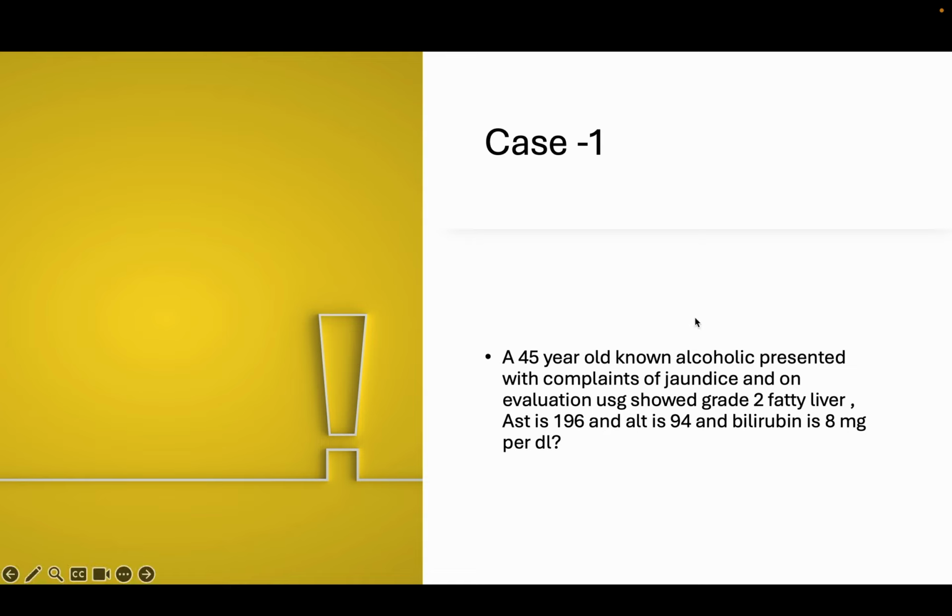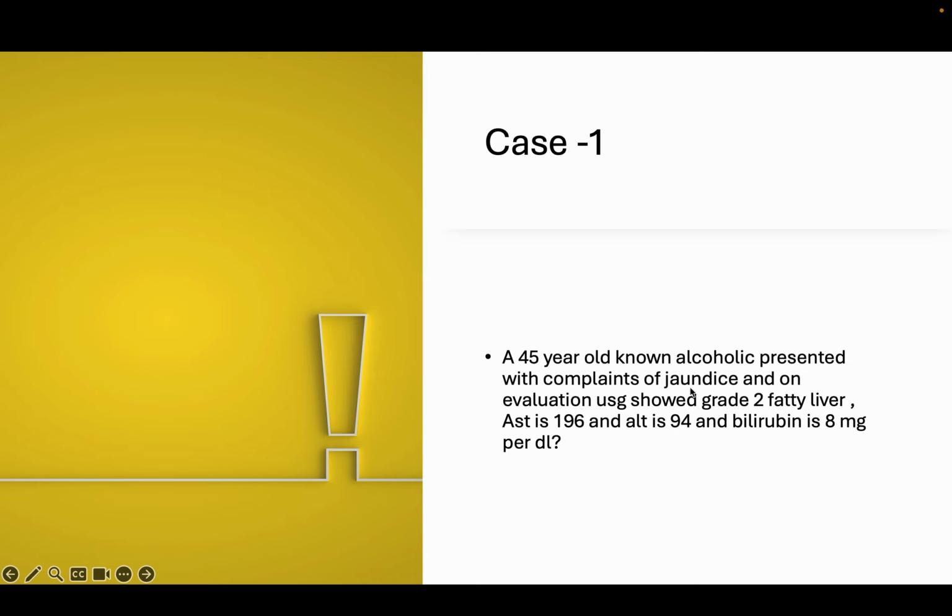So coming back to this case, here AST is more than ALT. Any AST to ALT ratio of more than 2 is suggestive of alcoholic liver disease. If the AST to ALT ratio is more than 3, it is definitely an alcoholic liver disease. So this might be a case of alcoholic liver disease.